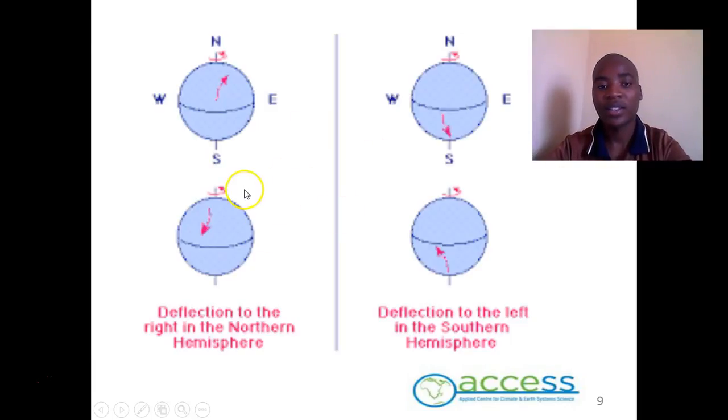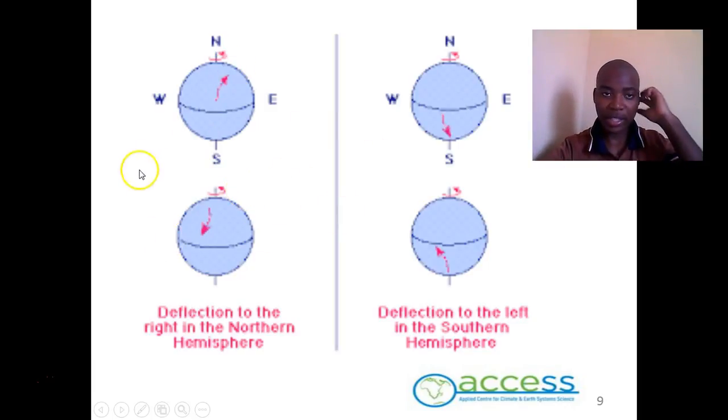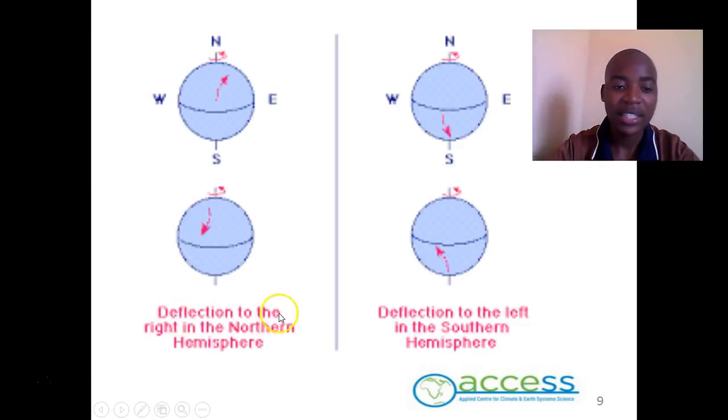Now here is just the Coriolis effect. This picture shows the Coriolis effect, the deflection of the ocean currents. In the northern hemisphere the deflection is to the right, but in the southern hemisphere the deflection is to the left.